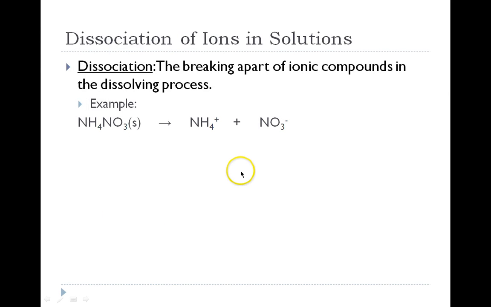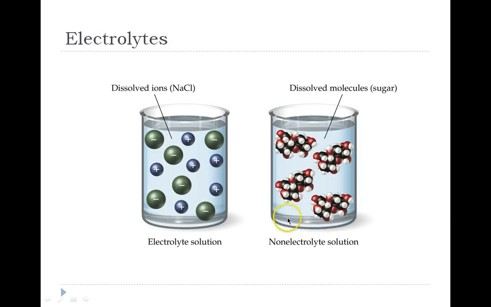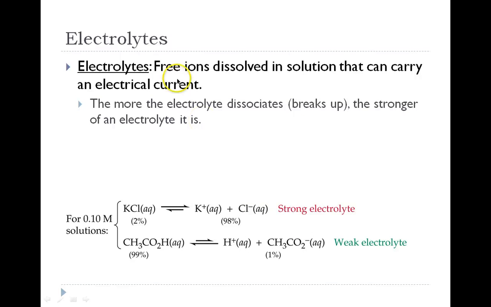So dissociation we've talked about before. Dissociation is the breaking apart of ionic compounds. That's a classic example of it. Whenever that happens, you form an electrolyte in a solution. And an electrolyte is a solution that can carry an electrical charge. Non-electrolyte solutions are those in which whatever you're dissolving in your water cannot carry a current. So electrolytes, we said, are free ions dissolved in solution that can carry an electrical current. The more electrolyte dissolves, basically breaks up, dissociates, the stronger of an electrolyte it is.